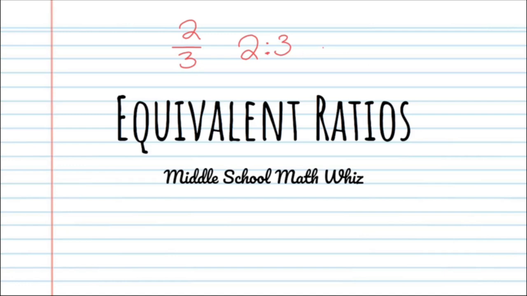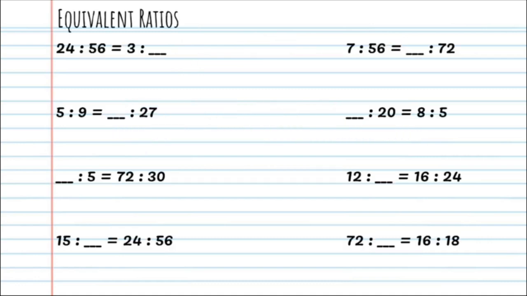Or we can write it in word form, 2 to 3. All of those are acceptable ways to write ratios. Now, when we are creating equivalent ratios, our goal is that the numbers will be equal. So if we simplify it down, it would come down to the same simplified ratio.